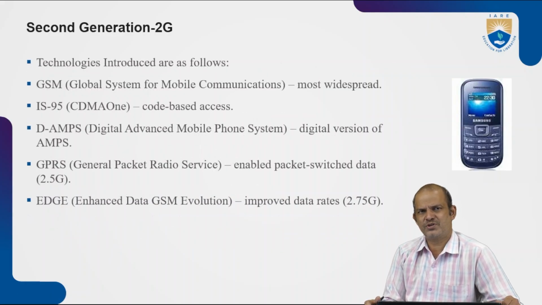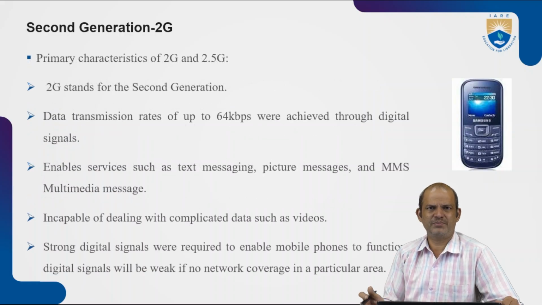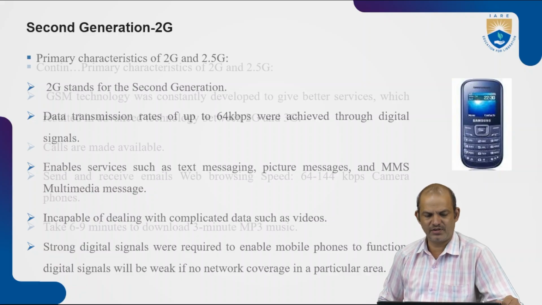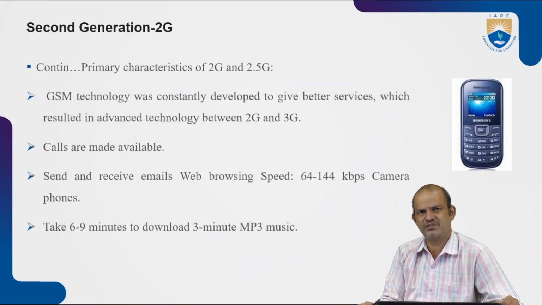Coming to the technologies used in 2G: GSM, Global System for Mobile Communication, and CDMA, and digital AMPS, digital version, GPRS, General Packet Radio Service, and EDGE technology, improved. And the primary characteristics of 2G and 2.5G. 2G stands for second generation. Data transmission rate is 64 kbps, achieved through digital signals, enabling services like text messages, picture messages, MMS, incapable of dealing with complicated data, video, and network coverage in particular area. Those are all the characteristics of second generation.